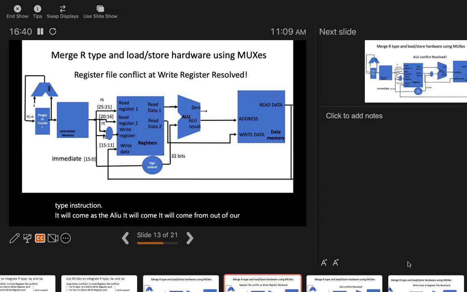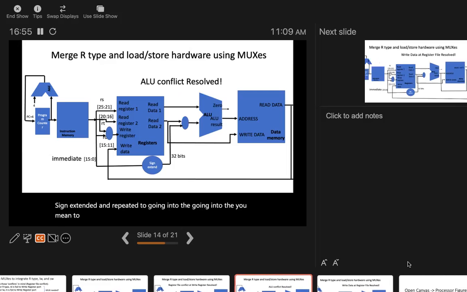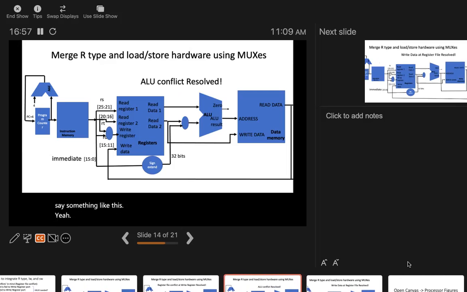So who is looking into contention number 2? Okay, so Clint and team. So we would put a mux between the sign extended and read data 2 going into the ALU. You mean to say something like this, right? Okay, so the sign extended immediate value goes into this mux. Read data 2 goes into that mux. Contention resolved. Very good.